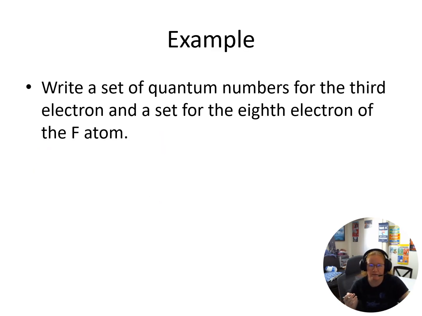Let's look at fluorine. We're going to write quantum numbers for the 8th and the 3rd electrons of fluorine. I'll start you off. We're going to get 1s2, 2s2, 2p5. So 1s, 2s, 2p. Try those and see if you can do them.